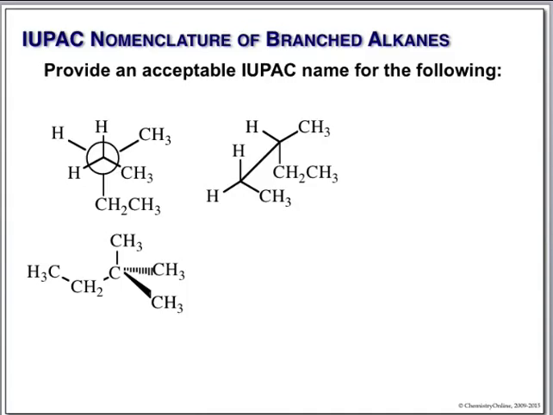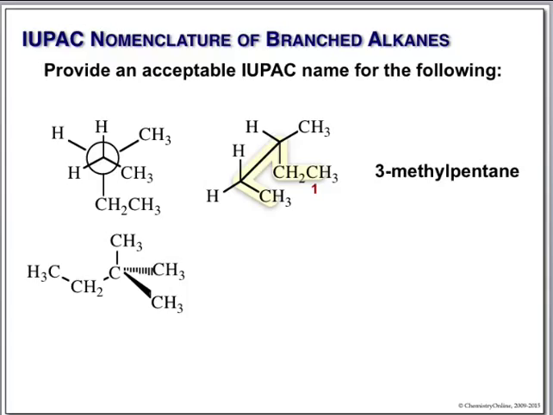Drawing this as a sawhorse. Again, there's our front carbon. 1, 2, 3, 4, 5. So we're dealing with a pentane. On this pentane, so here's our parent chain, we have a methyl group, and that will be a carbon 1, 2, 3. This is quite simply, here's our parent. Start numbering, one end or the other, doesn't matter. And we have 3-methyl pentane.